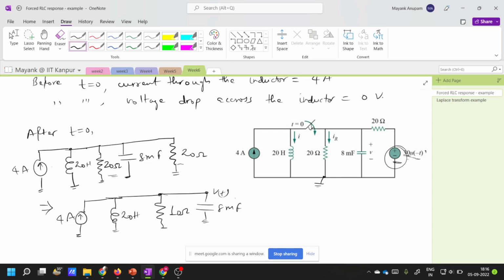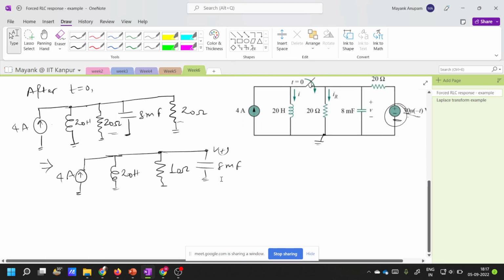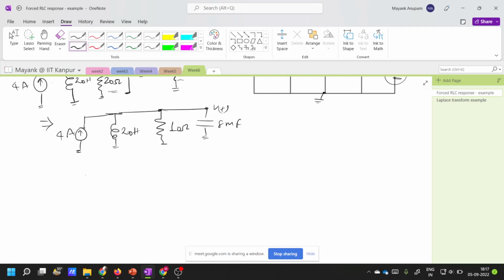So tell me, what is the steady state response of a forced RLC circuit? Can anyone tell me? What is the steady state response of a forced RLC circuit? Okay, so let me give you a hint, or let me just write it here. You tell me whether you agree with this or not.